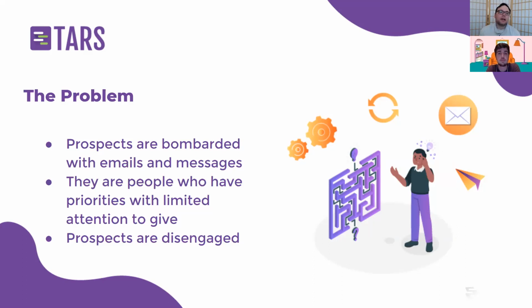We all know this. Additionally, we're all people. We have priorities. We have things we're working on. We only pay attention to things that bring us a lot of value. So how do we get somebody to pay attention to us?